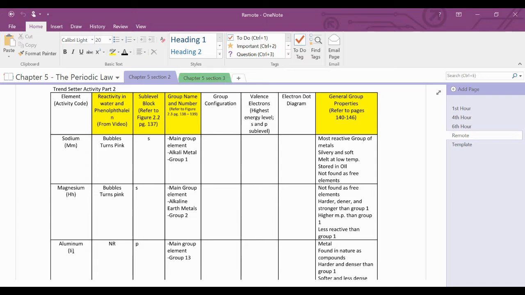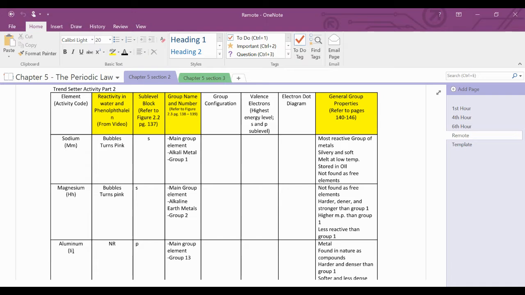What we want to focus on are valence electrons. And valence electrons are important because these are the electrons that participate in bonding. All right, so let's start. And I picked out elements that were in your Trendsetter Part 1 activity. So element MM is actually sodium on our periodic table.